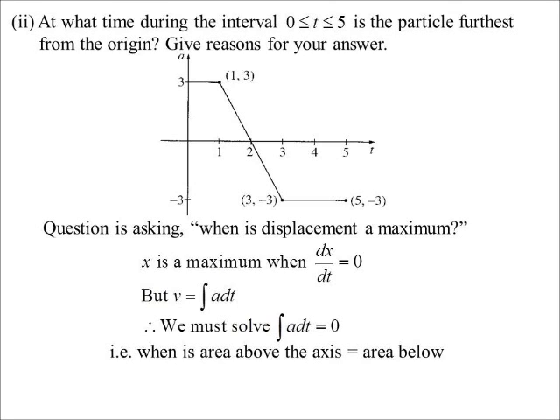So using this graph, we can actually answer this question, even though we don't have a displacement graph, because we're just going to work out when the area above the axis is the same as the area below the axis. Okay. Well, by symmetry, we would think that it's going to be at t equals 4, because I'm assuming these two triangles would have the same area.